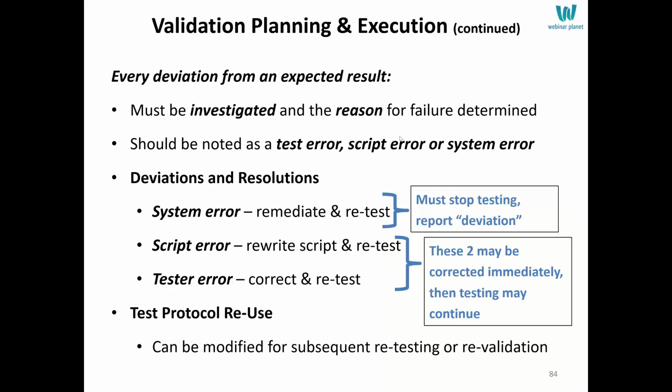When you have test results, deviations must be handled. If you have a script or tester error, you can correct them immediately. So the script was written incorrectly, or the tester error, the tester executed it incorrectly, or recorded the result incorrectly. In both cases, you can correct these immediately and continue testing. With a system error, this is a glitch in the software. You've got to stop testing. Report this as a deviation or a discrepancy or a deficiency, whatever you want to call it. And then that's got to be investigated for root cause, remediated, and retesting must be done.